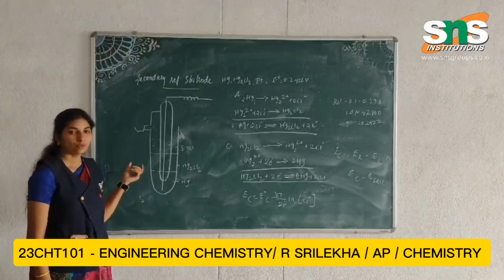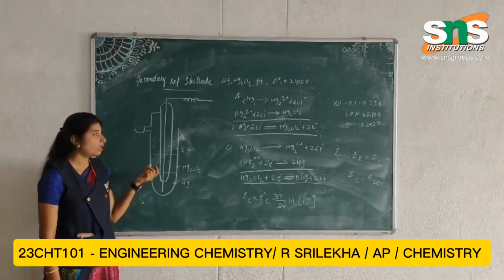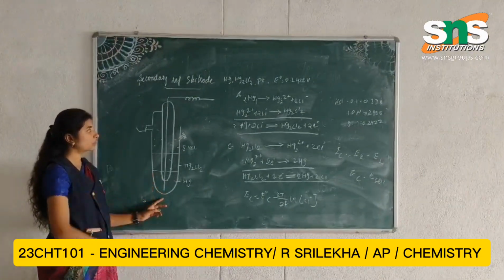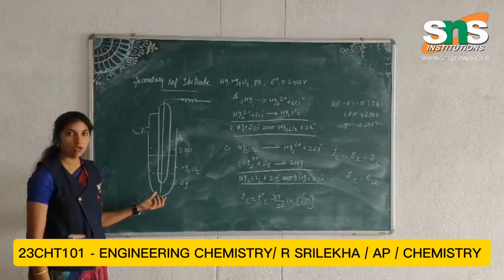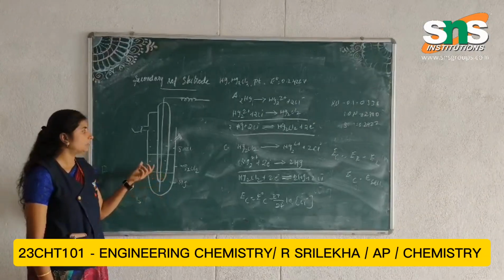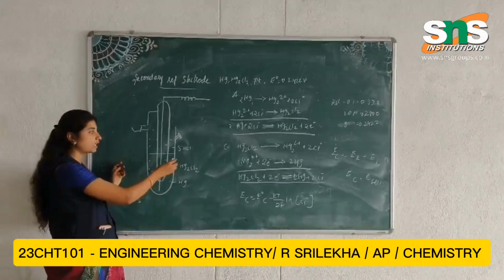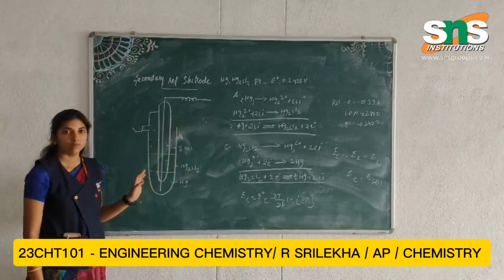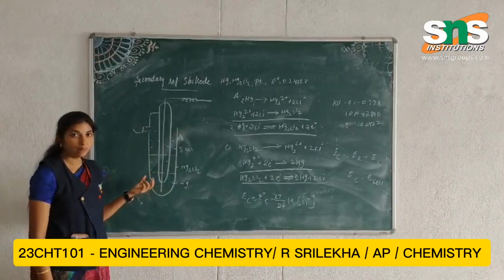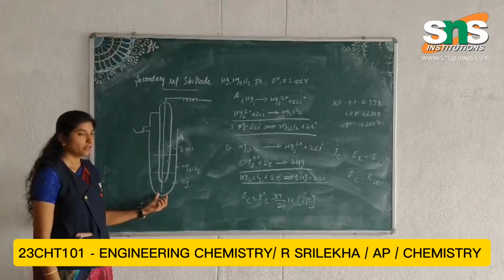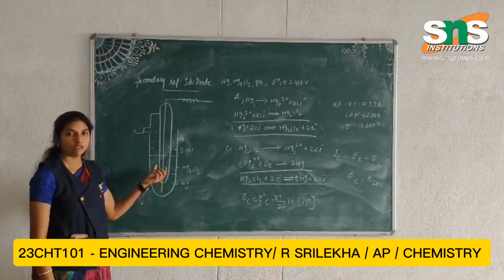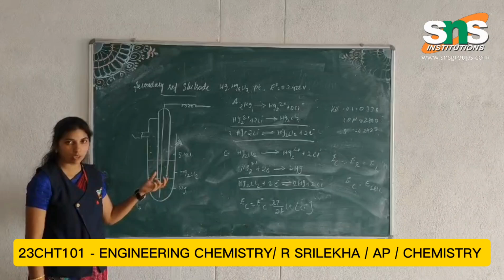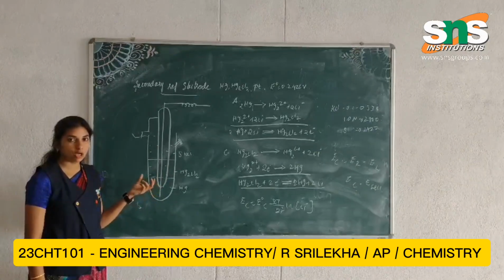The calomel electrode consists of a platinum electrode with mercury at the bottom, over that mercurous chloride is placed, and the remaining portion is filled with saturated KCl solution, and the wire is connected to a platinum wire. This is the working arrangement of the calomel electrode.